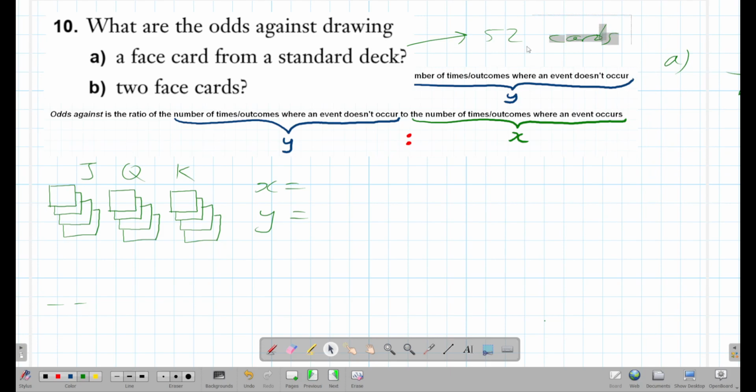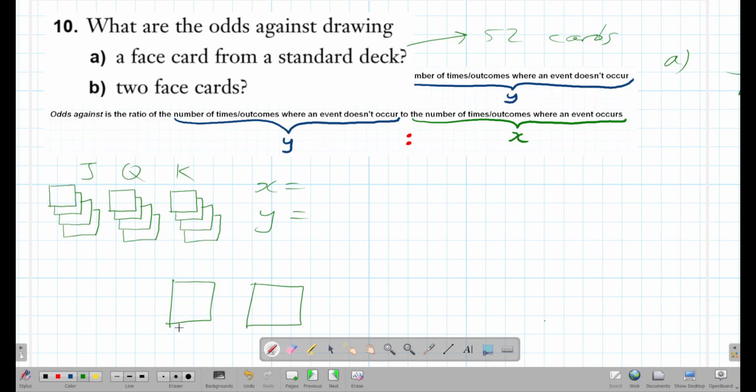Over there. All right. So for B, we're looking for 2 face cards. Odds of drawing 2 face cards. And of course, we're not drawing with replacement, because it just wouldn't work that way. But we're drawing 2 face cards, so we're going to, for example, draw out the scenario. And we're first going to think about X: how many ways are there of drawing those two face cards?